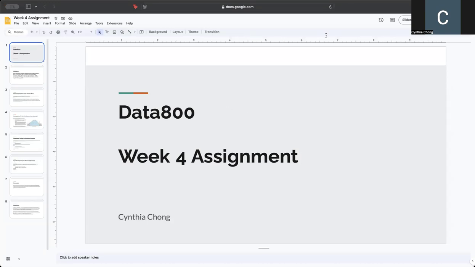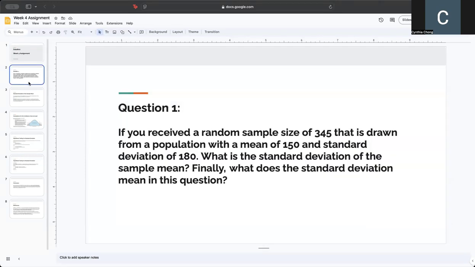Today I'm going to present a week 4 assignment, which is the questions here. If you receive a random sample size of 345 that is drawn from a population with a mean of 150 and a standard deviation of 180, what is the standard deviation of the sample mean? Finally, what does the standard deviation mean in these questions?